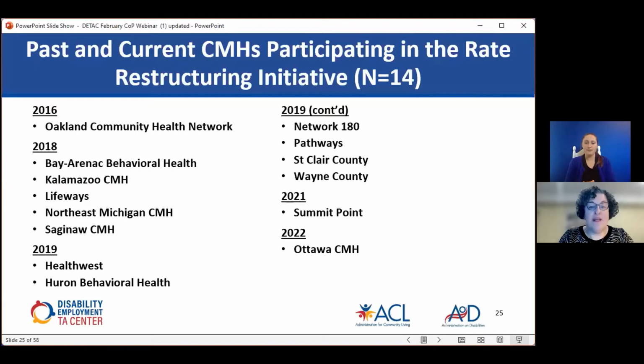The state Medicaid agency did not seek CMS approval for changes to their 1915 C waiver to facilitate CMHs in implementing the outcome-based payment models for supported employment services developed through the initiative. Next slide.